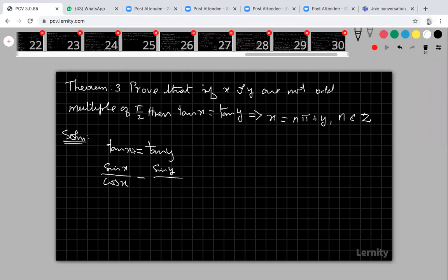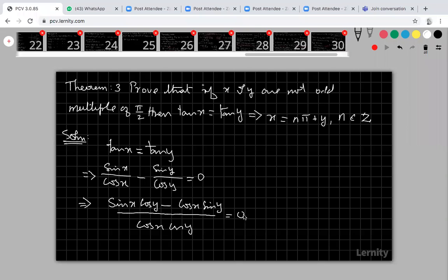I am bringing this tan y to the left hand side: sin x by cos x minus sin y by cos y equal to 0. Okay, now take a cross multiplication. This is sin x cos y minus cos x sin y, whole divided by cos x cos y, equal to 0. You bring this cos x cos y to the right hand side. Here 0 into cos x into cos y. What is the answer? It is also 0.